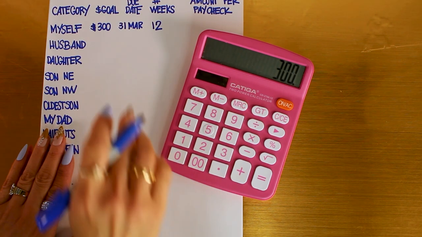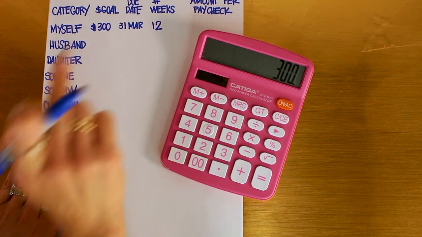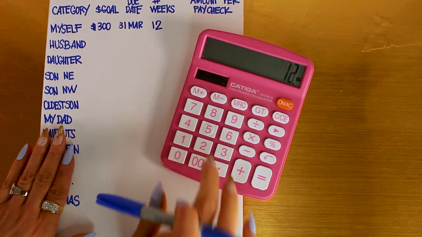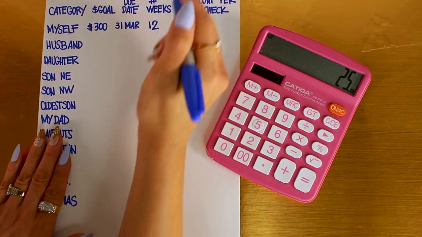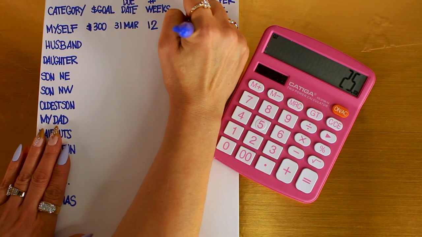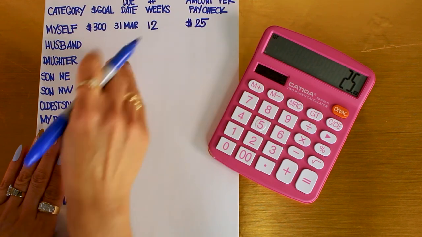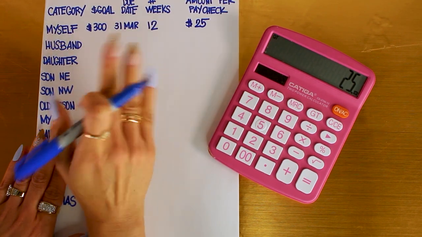And divide that by 12 weeks. Okay, and that gives me $25 per paycheck that I need to put away.